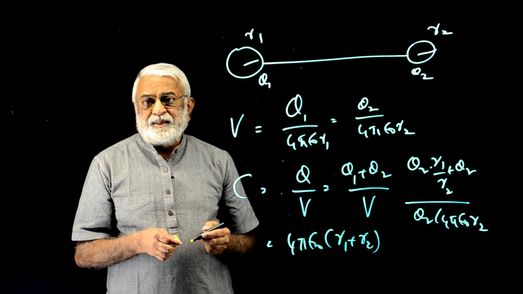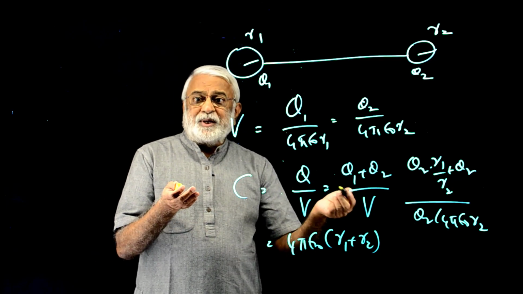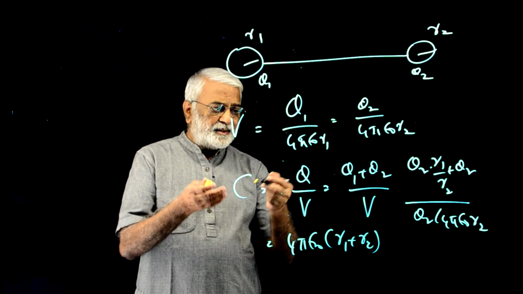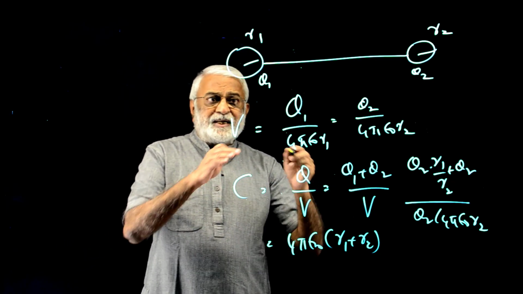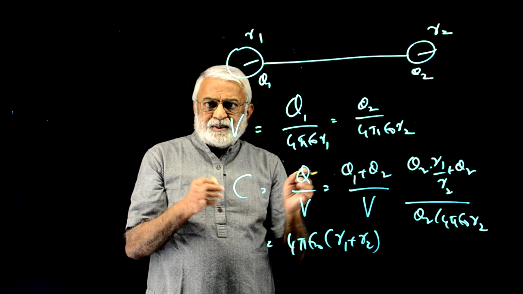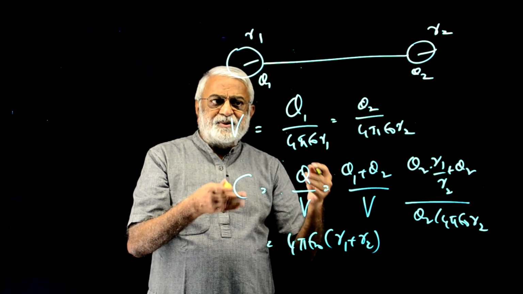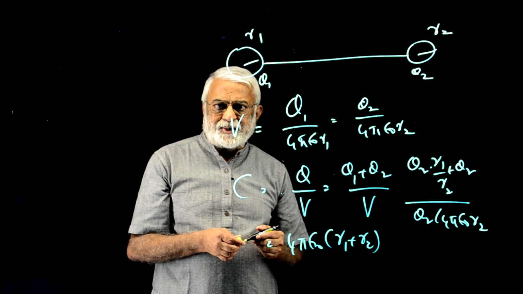So this is how you find the capacitance. You assume a charge, find the potential, and find the ratio of charge to potential. As expected, when you connect the conductors together, there is more surface area for the charge to spread. So potential will be lower and capacitance will be higher. This kind of result is not a surprise, right?